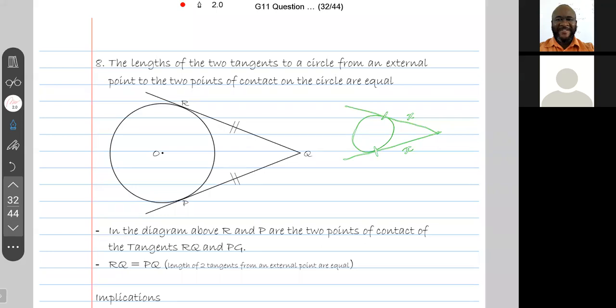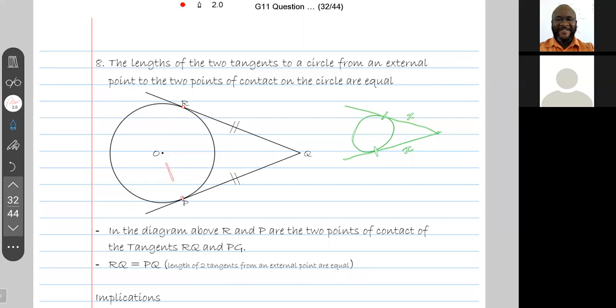So in the diagram above, R and P are the 2 points of contact of the tangents QR and QP. So QR and QP are tangents drawn from an external point Q, and the length QR and the length PQ, they are equal. Now look here, guys. So R is a point of contact. P is a point of contact.